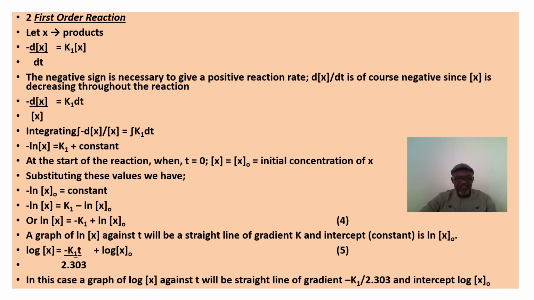And in this case, if we plot log x against t, we'll have a straight line whose slope or gradient will be equal to minus k1 over 2.303. And the intercept will be equal to log x0, where we can calculate x0.